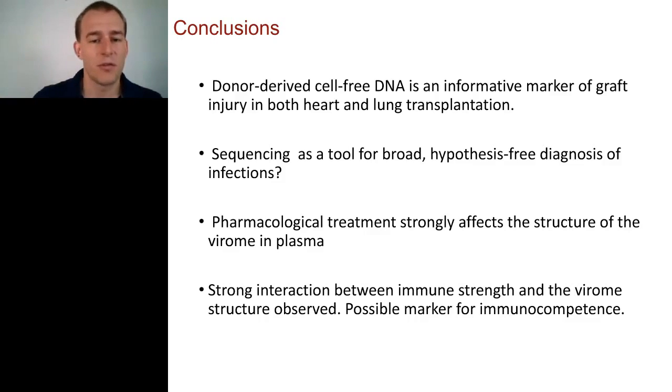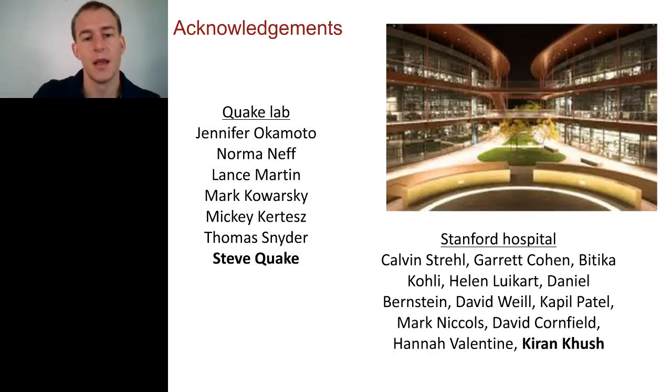We find that pharmacological treatment, in particular immune suppression, has a very strong effect on the structure of the virome, so the collection of different viruses that you find in plasma, the composition of the virome. And last but not least, we find that there's a strong interaction between immune strength and the virome structure, and that the load of anelloviruses could be used as a potential marker for immune competence.